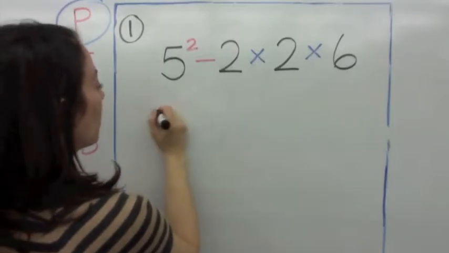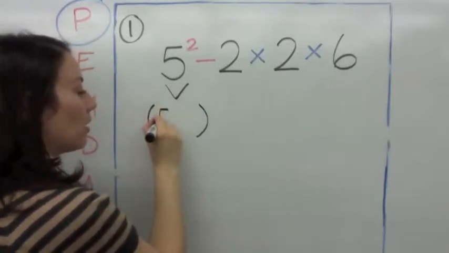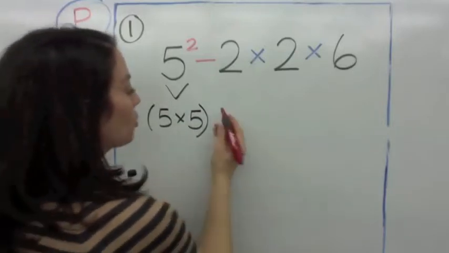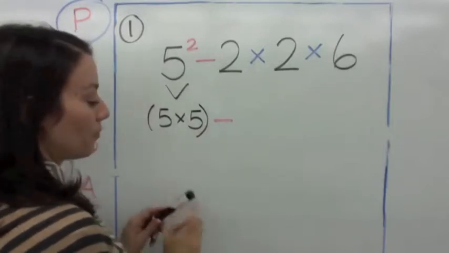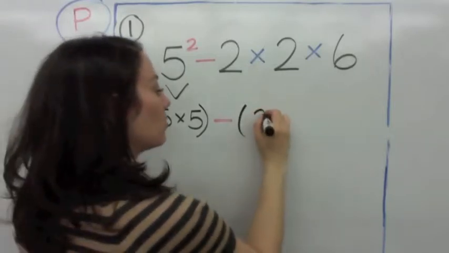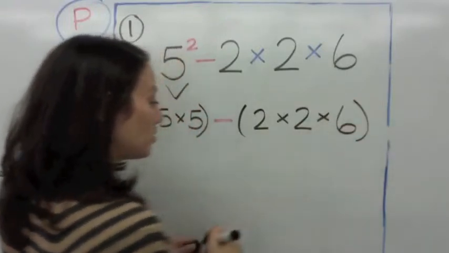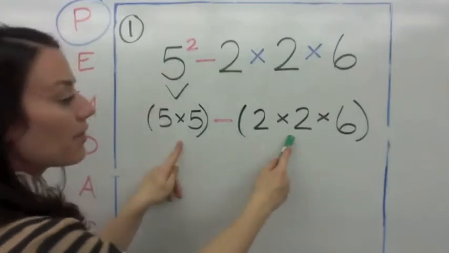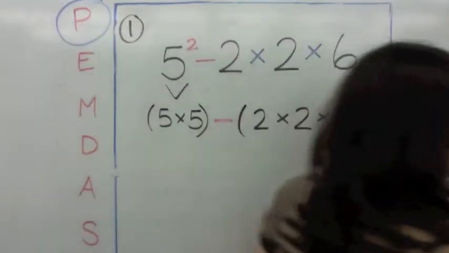I'm going to write in parentheses what 5 squared is. 5 squared means 5 times 5. Then you're going to put a subtraction sign. What I also want you to do, to make it really simple, is make your own parentheses and say 2 times 2 times 6. This is kind of tricky, isn't it? When you have parentheses on both sides of an operation, you could do either one first.